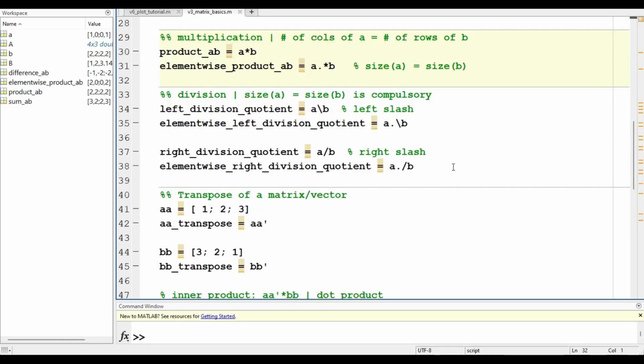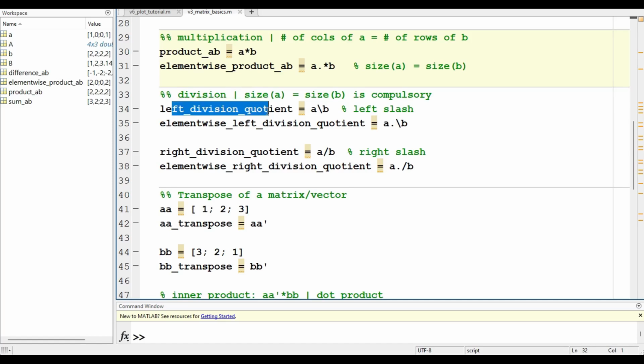So now we come to the division. In case of matrix division, the important condition that is needed is that the size of both the matrices should be the same. That is, the size of matrix A should be equal to the size of matrix B. It is not necessary that they need to be square matrices, but the requirement is only that the size should be equal. Apart from that, we have two types of division in the case of matrices.